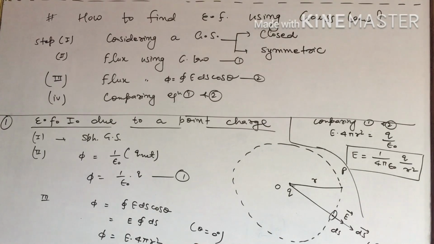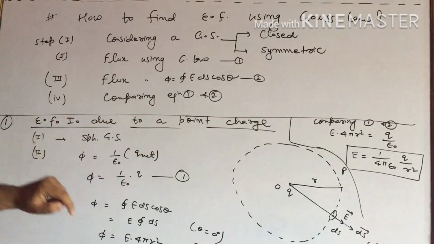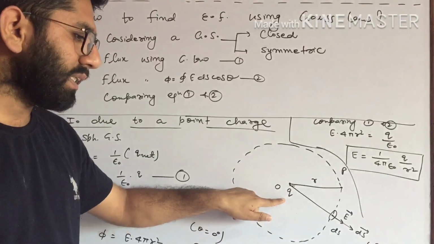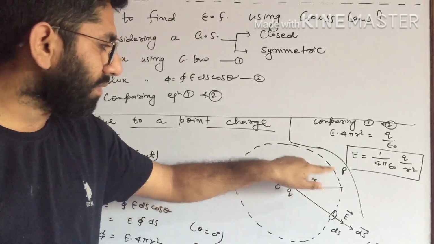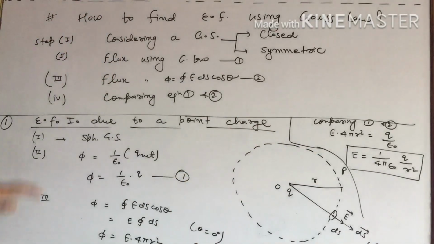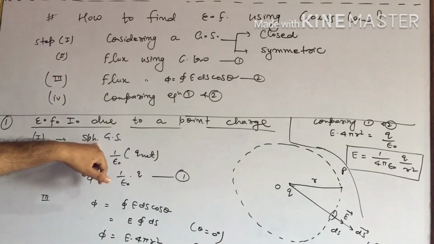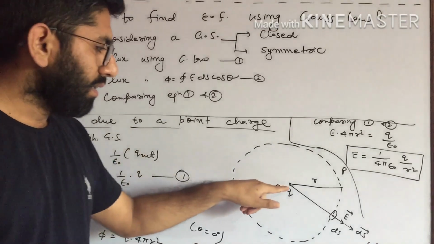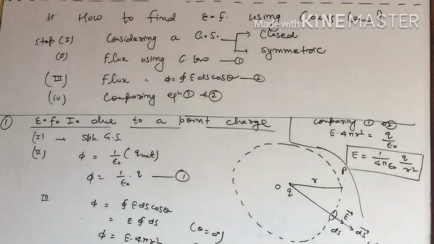So again, let's have a look at what we have done. We have been given a point charge due to which we had to find the electric field intensity. So this point charge Q is there, and there is a point P at a distance r where we have to find the electric field intensity. The first step was to consider a Gaussian surface. So we considered a Gaussian surface which is spherical. This is the Gaussian surface shown by dots.